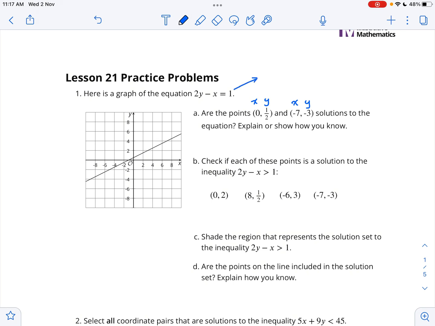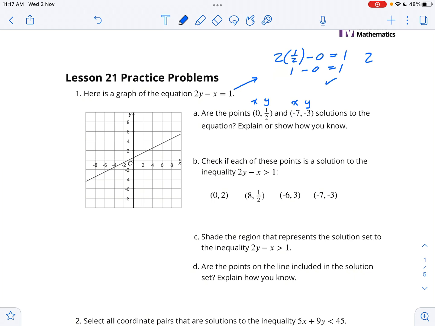So for that first one, I'm going to go 2 times 1/2, because 1/2 is the y value, minus 0 for x. Does that equal 1? Sure does. 1 minus 0 equals 1. So that first one does work. It is a solution. And let's try the second one.